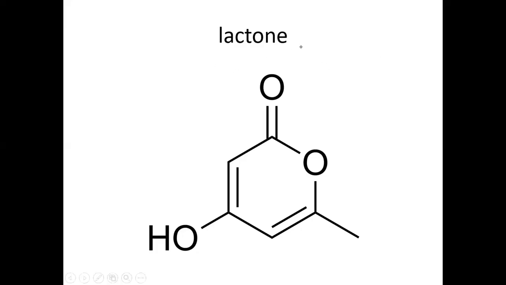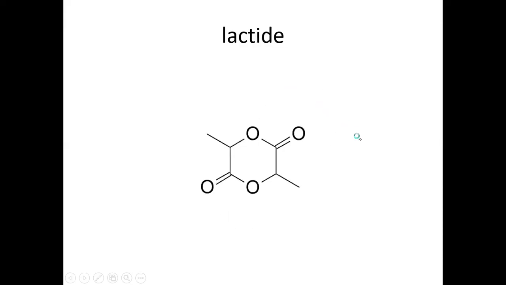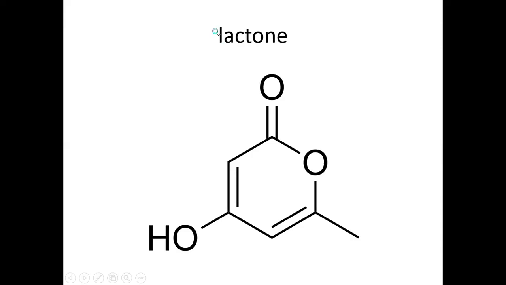The first one is lactone. Lactone is an ester, but a cyclic ester. So we see the C double bond O here. It's an ester, but the ester we have here is a cyclic ester. Let me write. So this is what I'm talking about. This functional group is an ester, a cyclic ester.